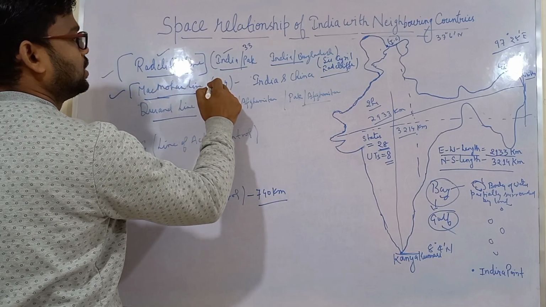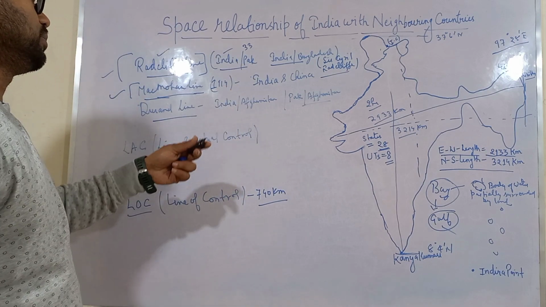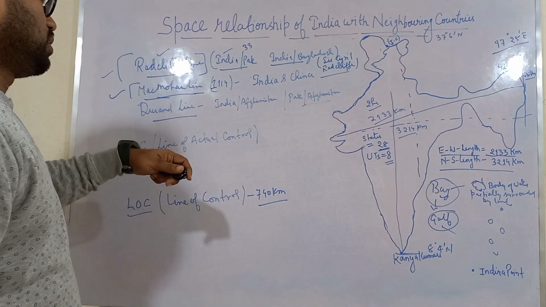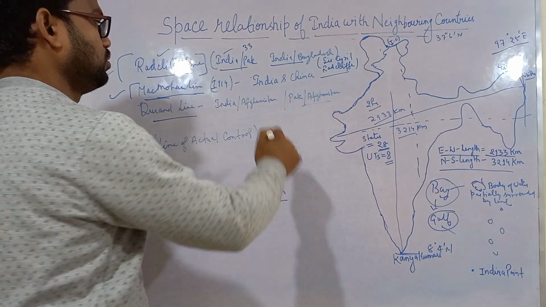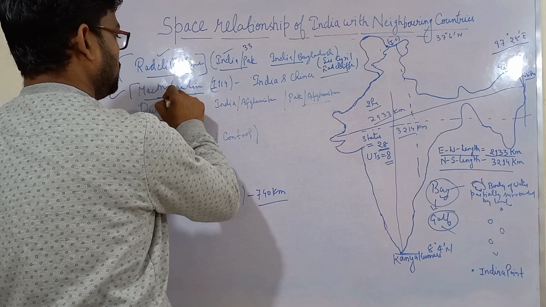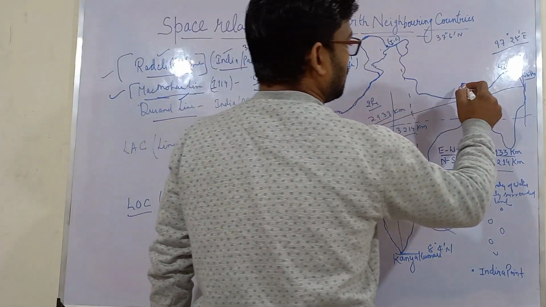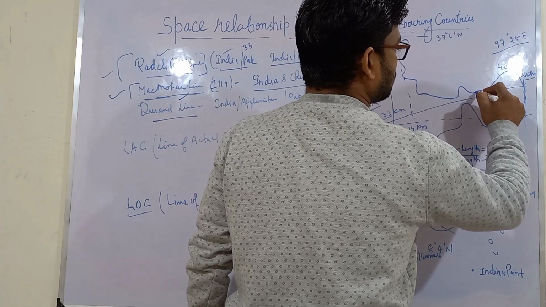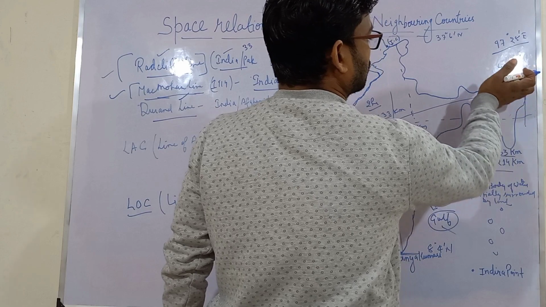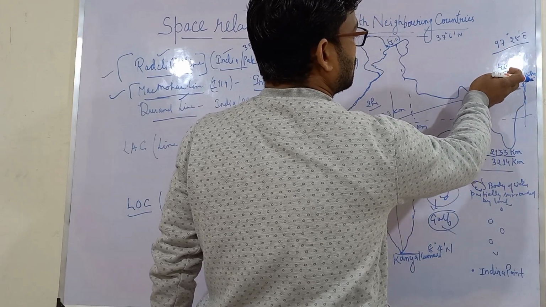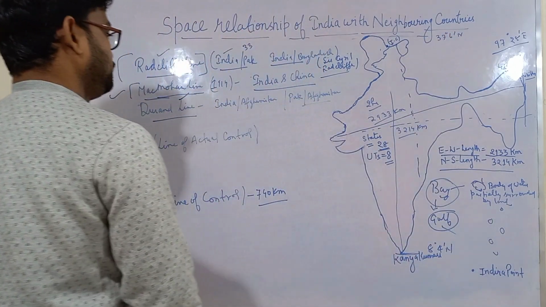McMahon Line. It was formed in 1914. It was formed by the Britishers. They actually wanted to separate the Tibet region from India, so they demarcated the line named as McMahon Line between India and China. And this McMahon Line actually lies here in the northeast, in the top of the Arunachal Pradesh, separating this Arunachal Pradesh region or India from the Tibet region.